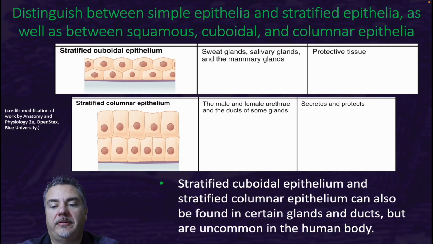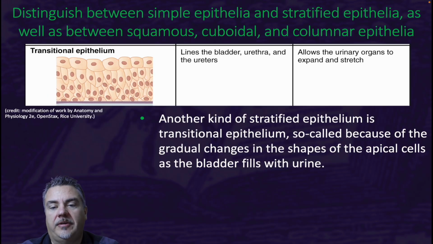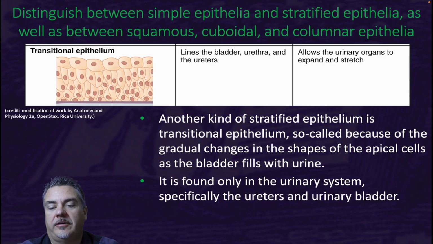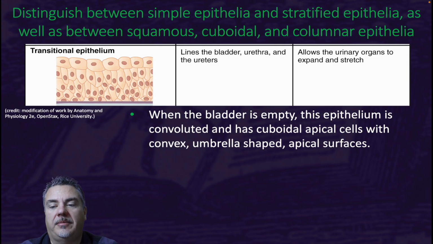Stratified cuboidal epithelium and stratified columnar epithelium can also be found in certain glands and ducts, but are uncommon in the human body. Another kind of stratified epithelium is transitional epithelium, so called because of the gradual changes in the shapes of the apical cells as the bladder fills with urine. It is found only in the urinary system, specifically the ureters and urinary bladder. When the bladder is empty, the epithelium is convoluted and has cuboidal apical cells with convex, umbrella-shaped apical surfaces.